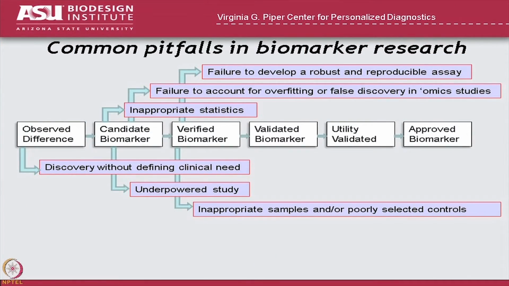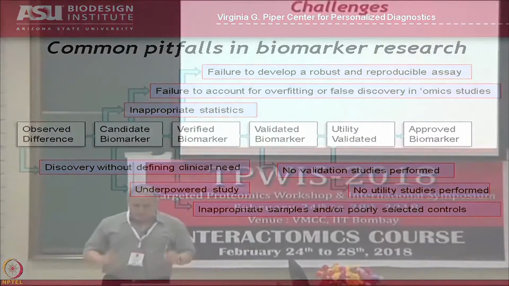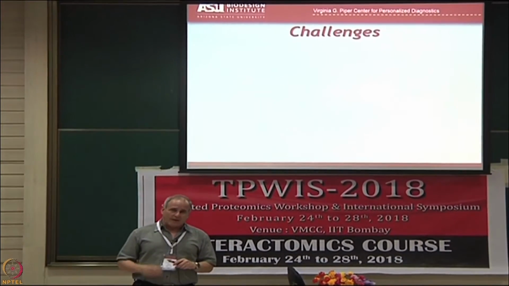And then people often fail to develop a good, robust, and reproducible assay. If you're going to do the kind of late stage validation here, you need to have a good assay for that. Many people forget to do this study here, or they don't do this study here. And so that sort of summarizes some of the major problems that you can encounter.